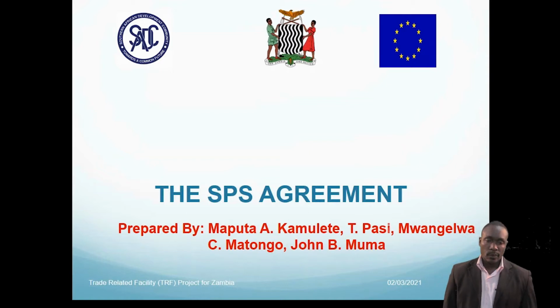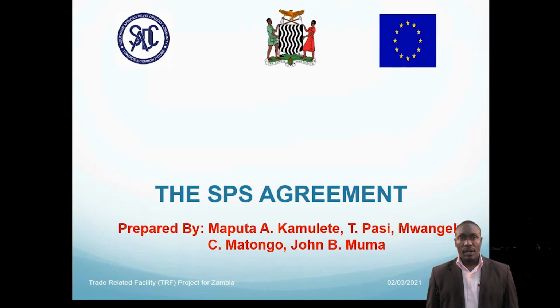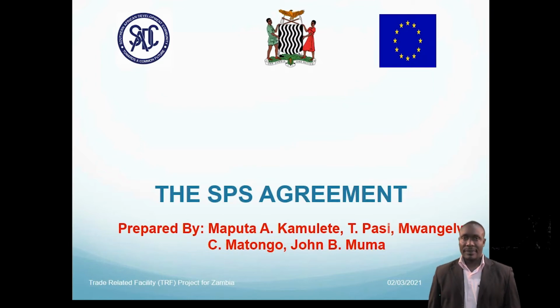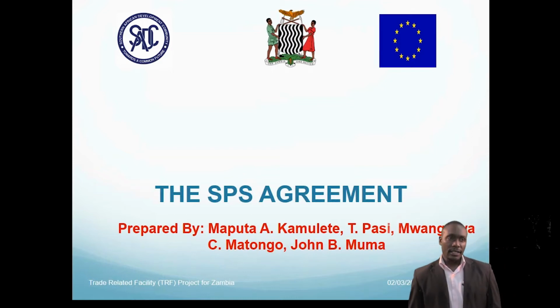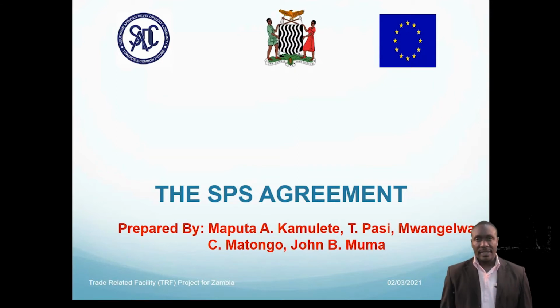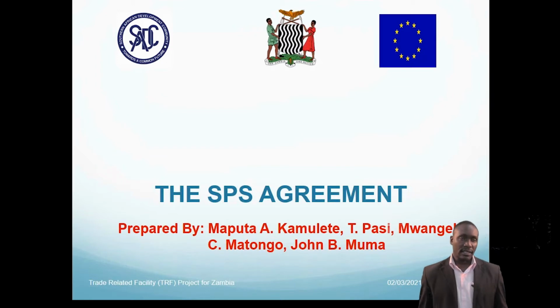I'm going to introduce the SPS agreement, and basically, this is in the framework of our training sessions on risk analysis. You note that the SPS agreement is one of the tools that can be used in risk management. And of course, it's got a component of risk communication in terms of maybe notifications and review and things like that. So the discussion on the SPS agreement is basically in this context.